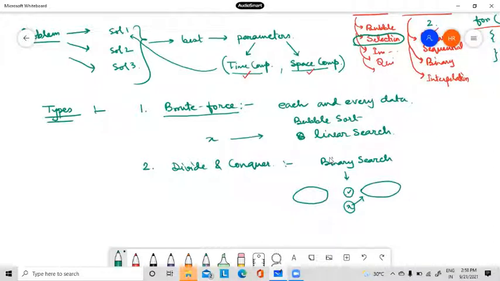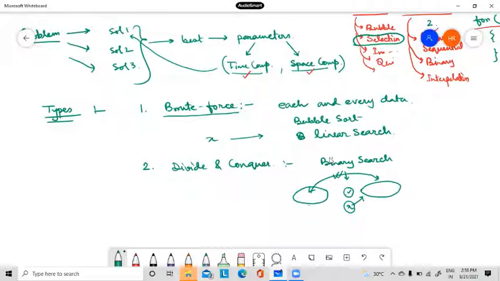And why is it called divide and conquer? Because my whole problem is divided into subproblems. Remember, these two subproblems have no relation; they are independent. There is no dependency between these two subproblems. Clear? Then it is called divide and conquer. Now, if there is some relation between these two subproblems, then it will be called dynamic programming.